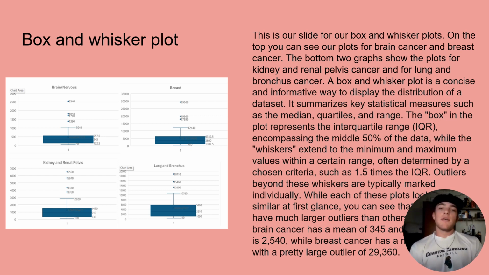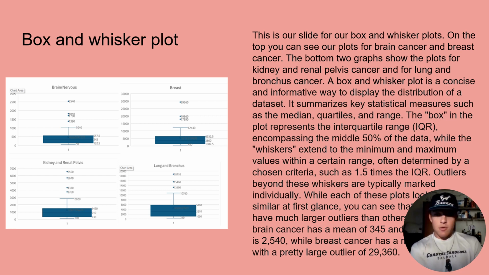So a box and whisker plot is a concise and informative way to display the distribution of a data set. It summarizes key statistical measures such as the median, quartiles, and range. The box in the plot represents the interquartile range, also known as the IQR, which has the middle 50% of the data, while the whiskers extend to minimum and maximum values within a certain range and are often determined by a chosen criteria such as 1.5 times the IQR. Then the outliers beyond these whiskers are typically marked individually.